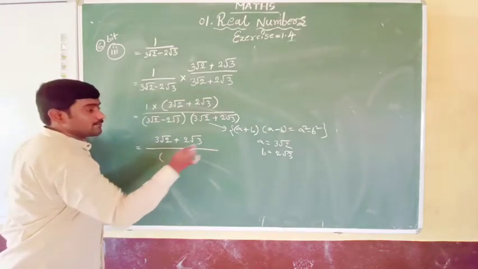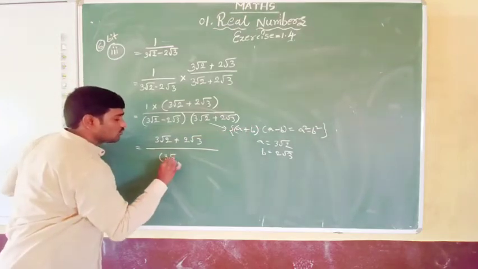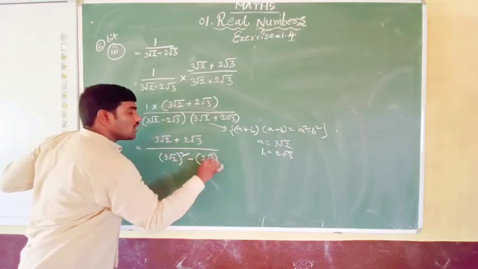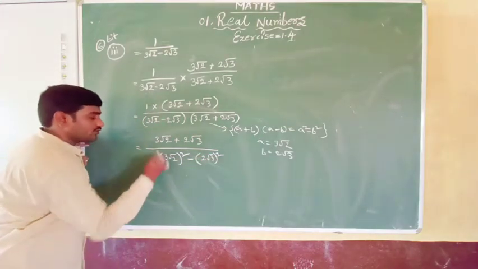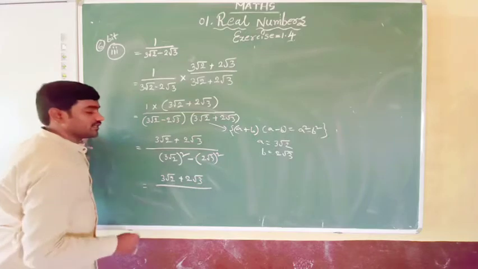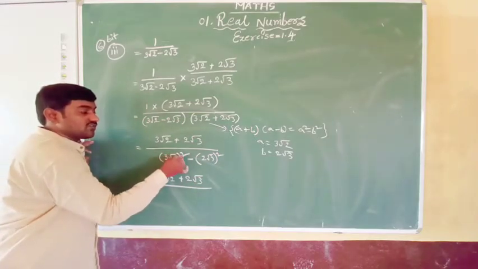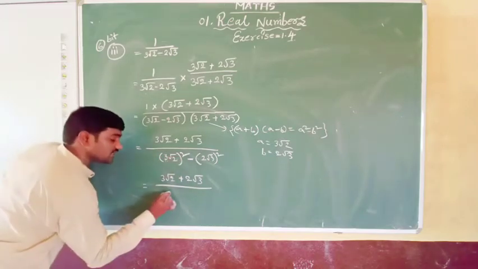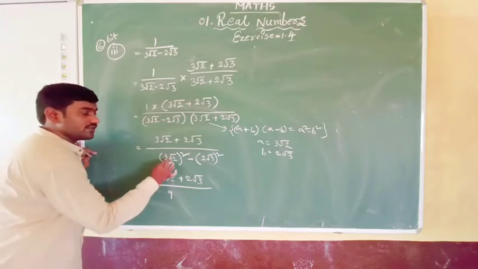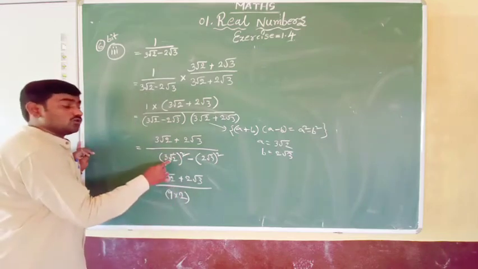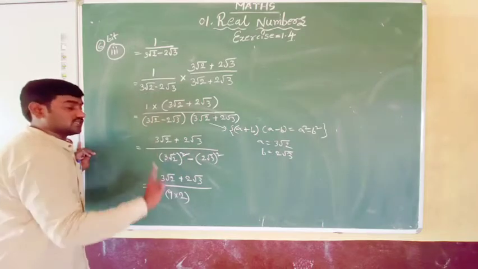So we go for the formula, that is first a square, that means 3 root 2 whole square, minus b square. B square is 2 root 3 whole square. Here we write the numerator as it is now, 3 root 2 plus 2 root 3. We cannot do anything with this. But here the square is for both the digits. First 3 square is 9. Here root 2 whole square, square root and square get cancelled, so into 2 you will get only 2.